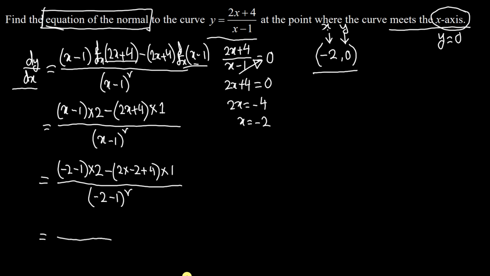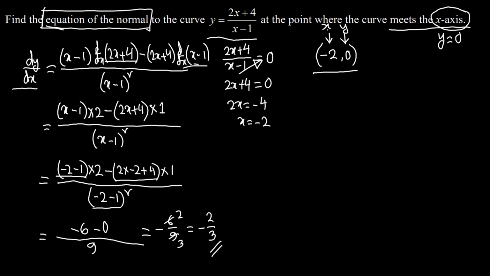On the top, minus 2 minus 1 is minus 3, into 2 is minus 6, and this is the value minus 2 into minus 2 plus 4, which is 0, 0 into 1 is 0, so you can write minus 0. On the bottom it is minus 2 minus 1 is minus 3, minus 3 square is 9, so it turns to minus 6 over 9. You can simplify more by cutting with the 2 on the top and bottom, then it is minus 2 by 3. This is our gradient of the tangent of this equation.